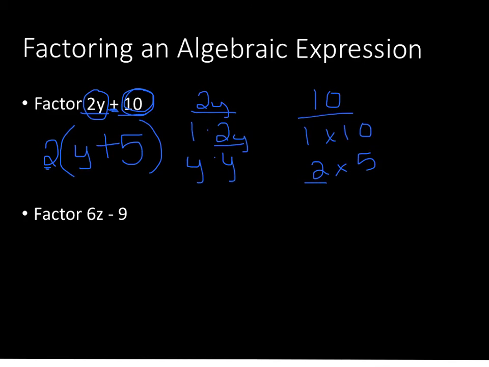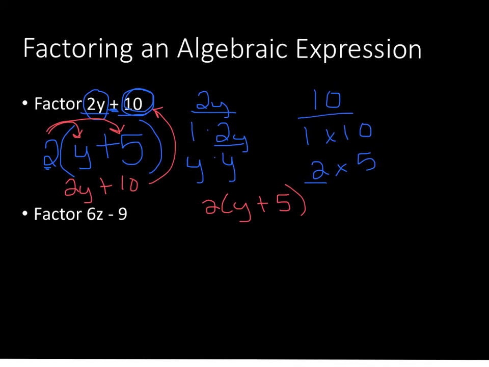And I can always check to see if I'm right by expanding it again and saying, well, 2 times y is 2y, plus 2 times 5 is 10, and that is what we started with. And so our answer for factoring this is 2 times y plus 5.